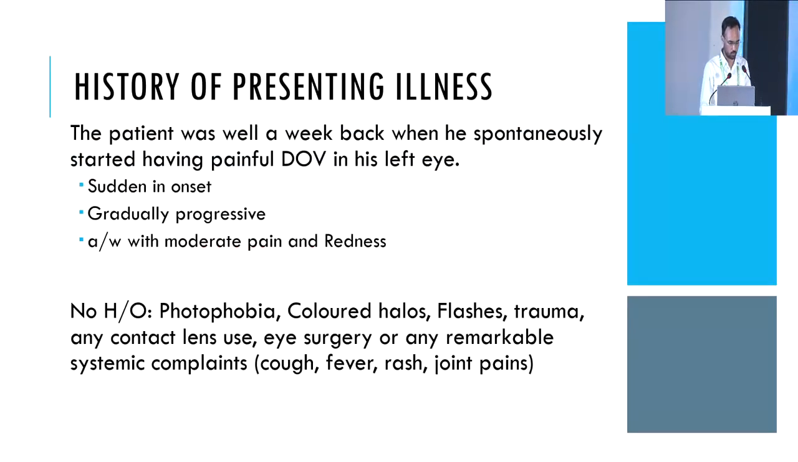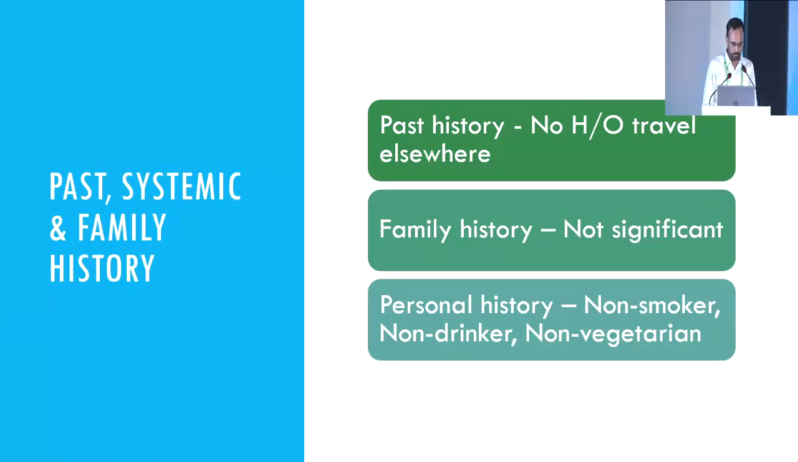The patient was well 1 week back when he spontaneously started having painful diminution of vision in his left eye, which was sudden in onset, gradually progressive and associated with moderate pain and redness. There was no history of photophobia, colored halos, flashes, trauma, contact lens use, eye surgery, or any remarkable systemic complaints. There was no history of travel elsewhere. Family history was not significant. The patient was a non-smoker, non-drinker, and a non-vegetarian.